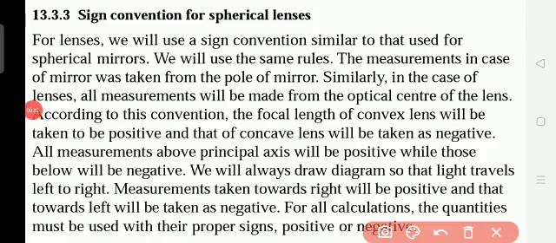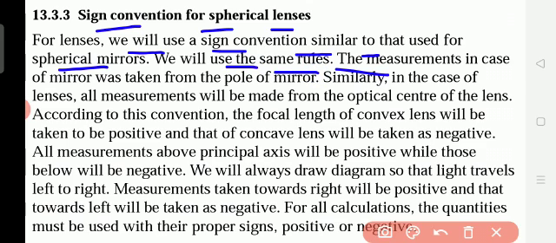Okay, sign convention for spherical lenses. Spherical means round, and lenses have both sides, like glass, which is transparent. For lenses we will use a sign convention similar to that used for spherical mirrors. We also use the same rules.